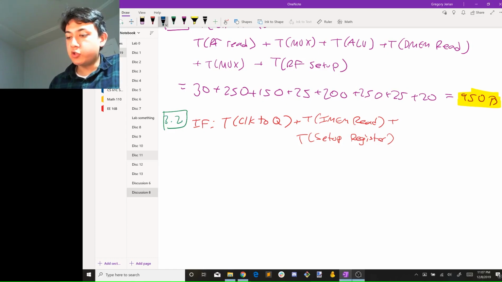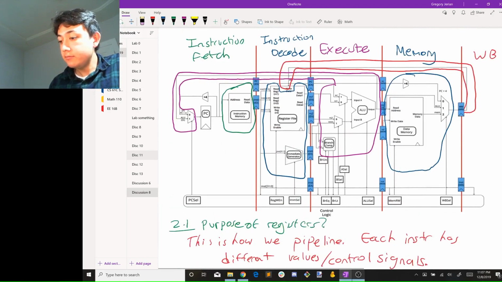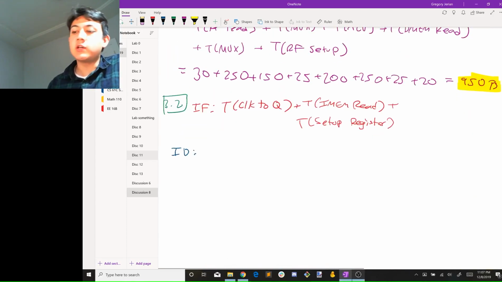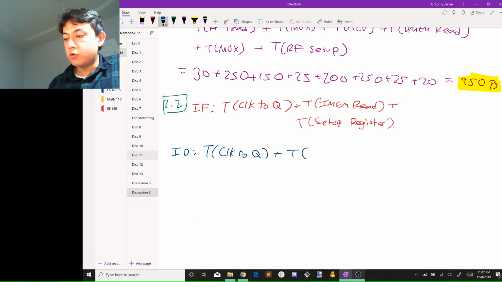Okay. What about instruction decode? The instruction decode says read from this register. So that's our clock to queue from this register now. Go into the register file, do something. At the same time, do something in the immediate generator. Then write something to this register. So we know in this example our immediate generator takes up 0 time for some reason. So all we'll really care about is the clock to queue from a register, doing some sort of reg file read, and then setting up a register.